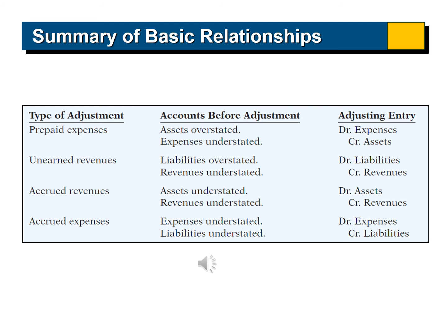When it comes to accrued revenues, the assets are understated and the revenues are understated before the adjusting entry, and the adjusting entry debits the asset and credits the revenue, and it adjusts the accounts. The last one, accrued expenses. The expenses are understated and the liabilities are also understated before the entry is made, and the adjusting entry debits the expenses and it credits the liabilities, and it adjusts both the accounts.